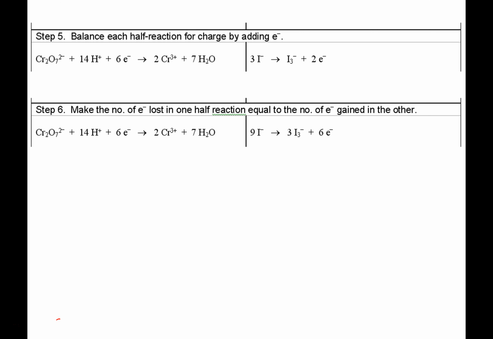So I have 6 electrons that are absorbed over here, and I have only 2 electrons that are given up over here, so I can scale my 2 electrons up to 6. I do that by multiplying each of my stoichiometric coefficients by 3. Okay, so the 3 becomes a 9, the 1 becomes a 3, and the 2 becomes a 6.